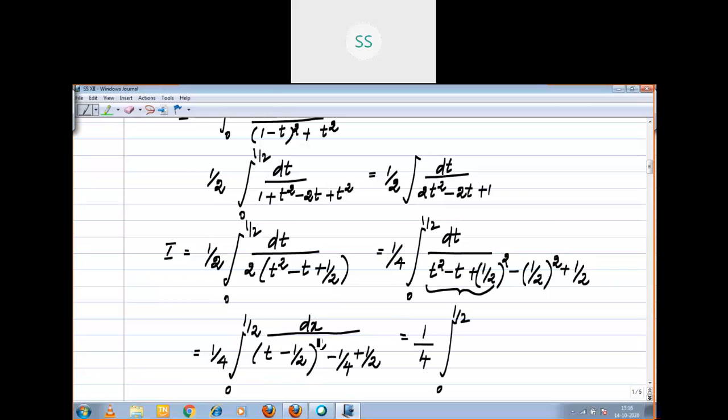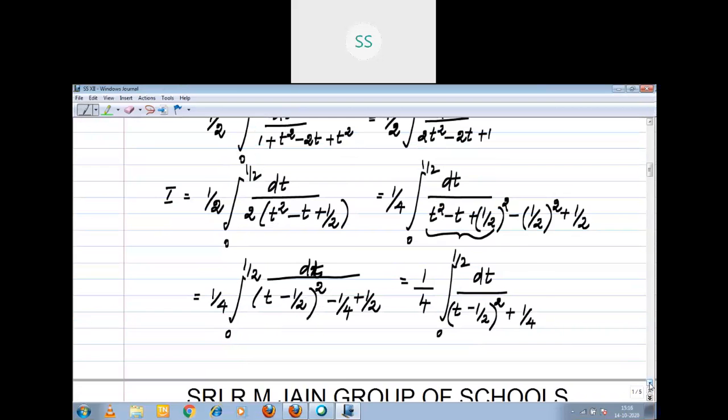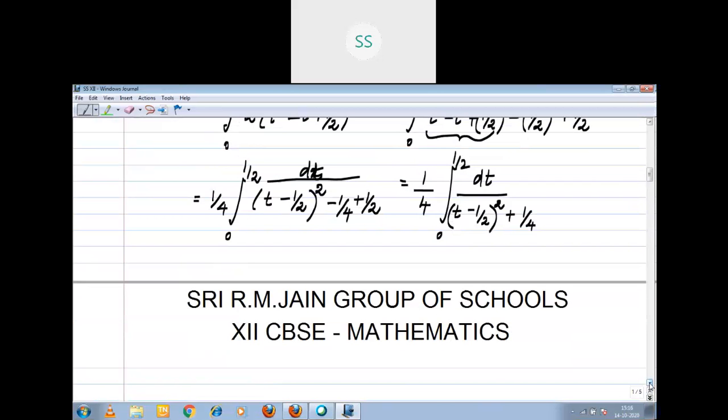What can I get? You see, −1/4 + 1/2, which is equal to 1/4, integral 0 to 1/2, dt divided by (t − 1/2) the whole square, minus 4 is your LCM, right? So plus 1/4, got it? Plus 1/4 minus 1/4 plus half, you will get it as 1/4.